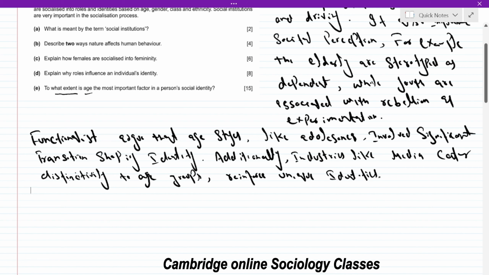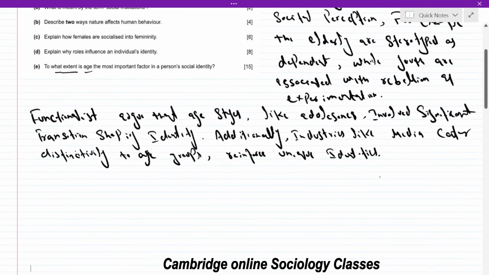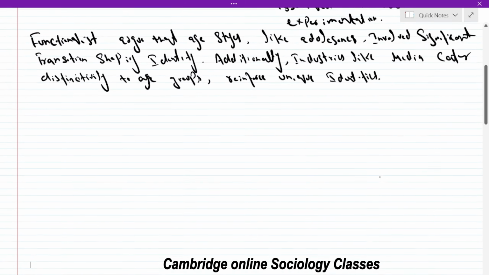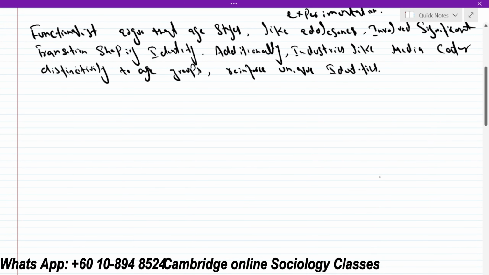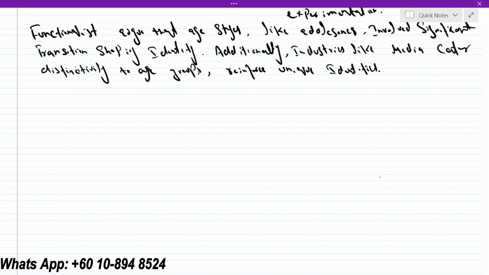So that was related to the supporting argument. Now come on to a few opposing arguments. We will talk from the feminist perspective and from the Marxist perspective. The feminist perspective will talk about gender, and the Marxist perspective will talk about social class. That will become our opposing argument.